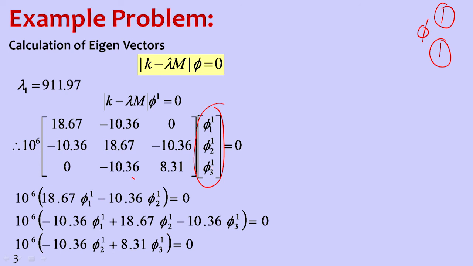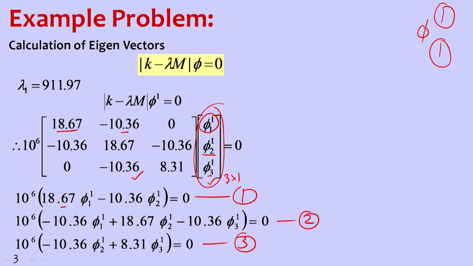When I multiply this matrix, which is nothing but K minus lambda M, with the phi 1 vector, the 3 by 1 matrix, I will get these 3 equations: first, second and third. Let us calculate one equation. 18.67 multiplied by phi 1 1 gives the first term, minus 10.36 multiplied by phi 1 2, plus 0 into phi 1 3. Since it is 0, there is no need to calculate. So this will give me the first equation.